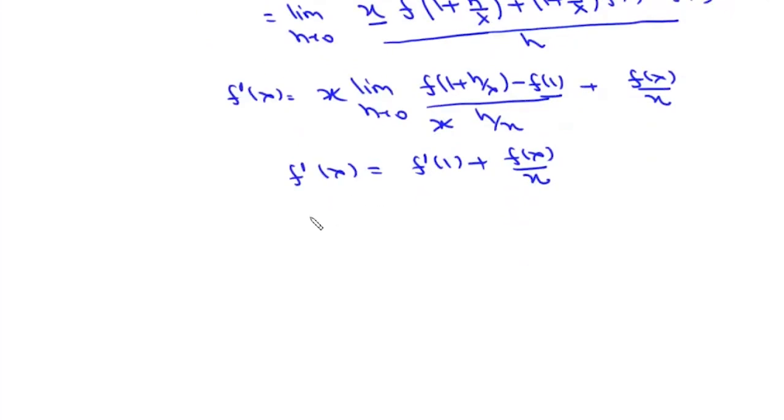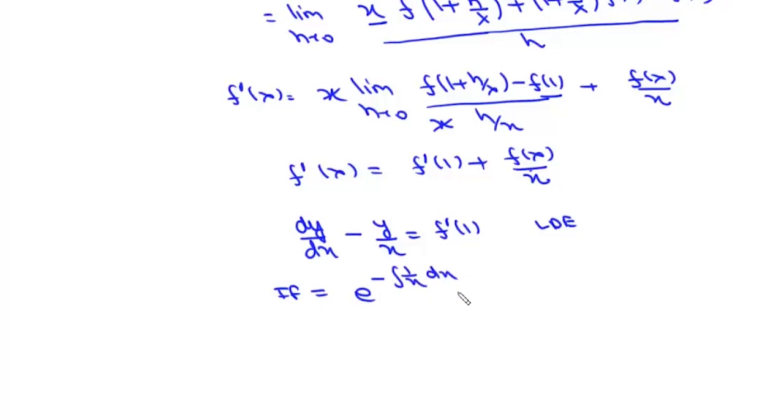Now we can write this as dy/dx, and we'll take it on the left hand side. So this is dy/dx minus y by x equals f'(1), which is a linear differential equation in y. Now first we'll calculate its integrating factor. Its integrating factor will be e to the power minus integral of 1 by x dx, which is e to the power minus log x, which is simply 1 by x. So we'll get y, which is f(x), into 1 by x, equals the integral of f'(1) into 1 by x into dx.